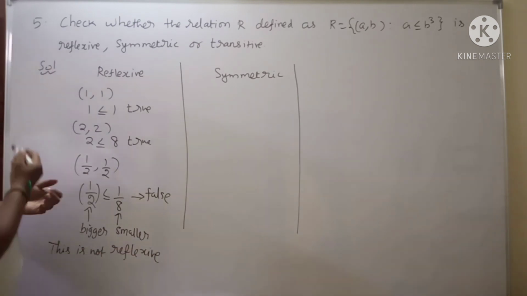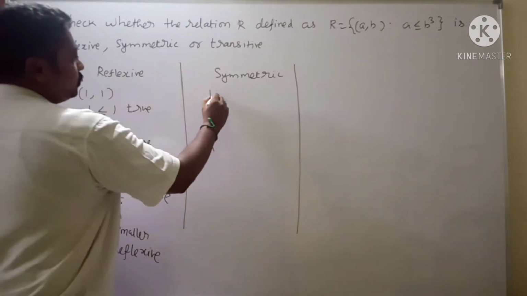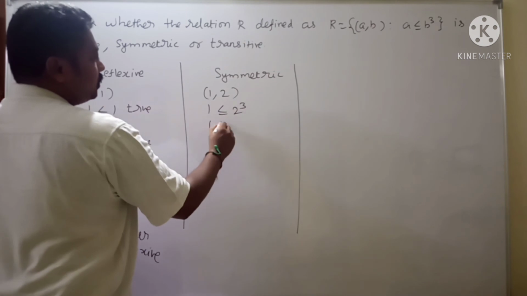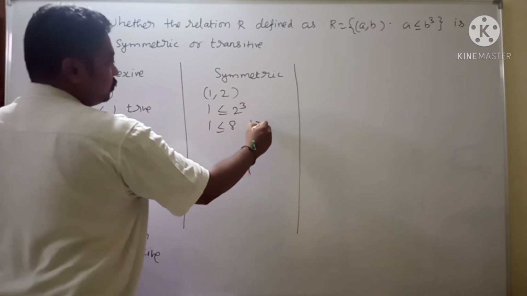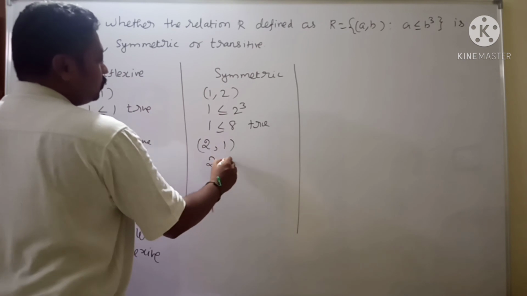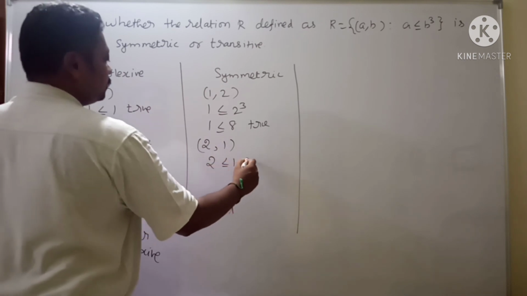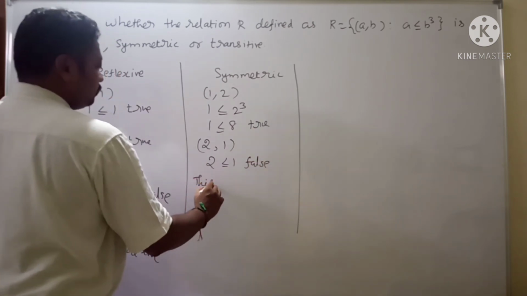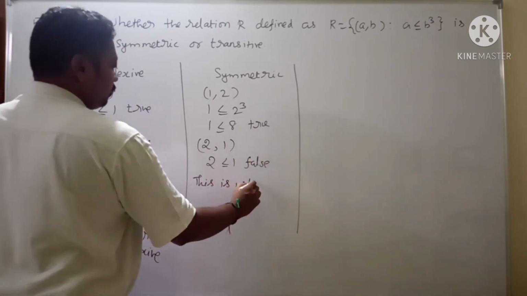Okay. So let's check for the symmetry. So (1, 2). So 1 ≤ 2³, that is 1 ≤ 8. This is true. So (2, 1). So 2 ≤ 1, which is false. So this is not symmetric.